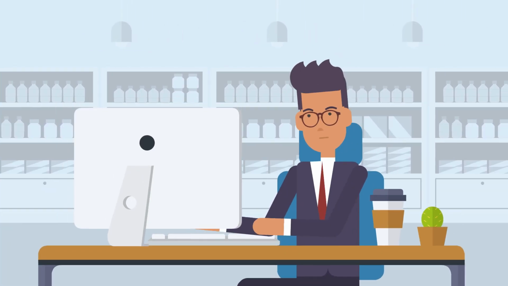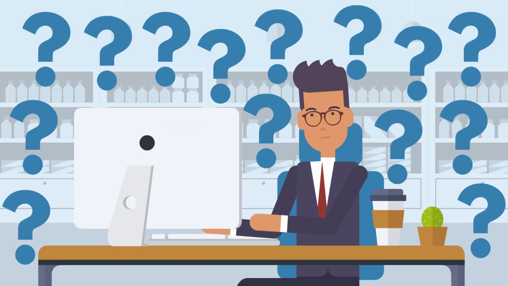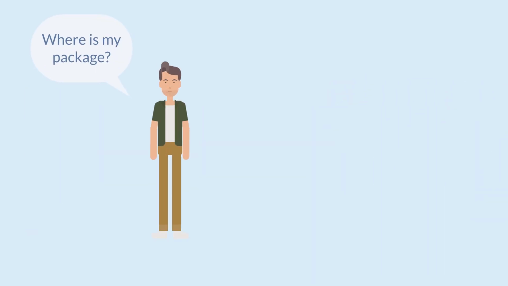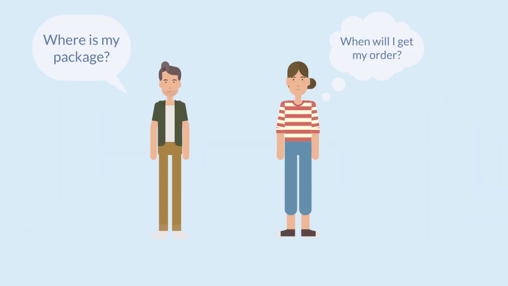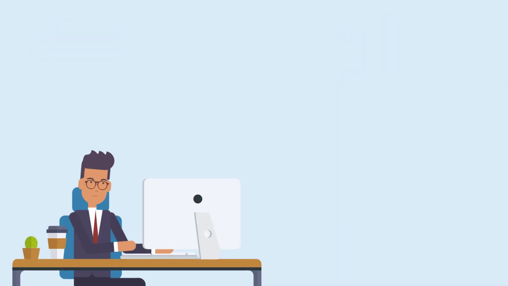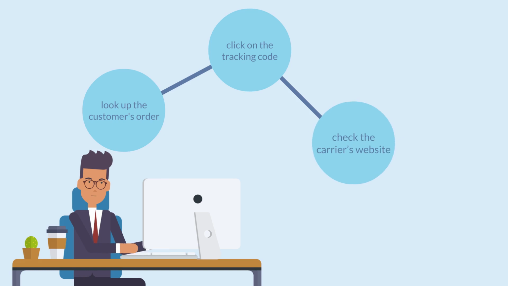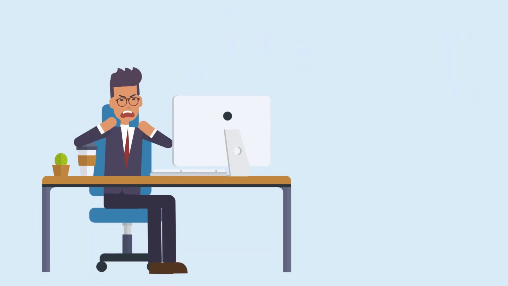If you're an online retailer, you probably get many customer inquiries after shipping your orders. Although you provide your customers with a tracking number and a link to track their order in the confirmation email, they keep asking, "Where is my package?" or "When will I get my order?" For each such inquiry, you need to look up your customer's order, click on the tracking code, check the carrier's website, and relay the information back to the customer. And that can be frustrating.